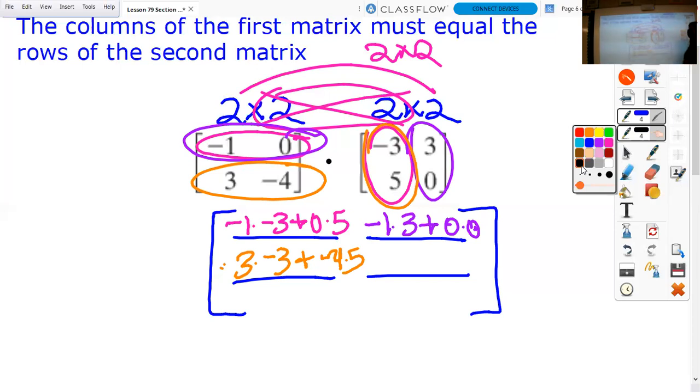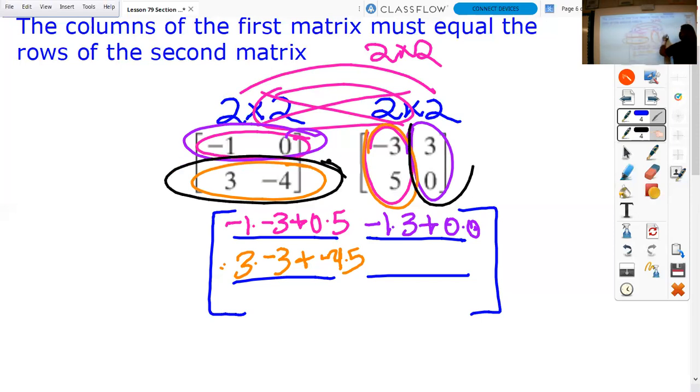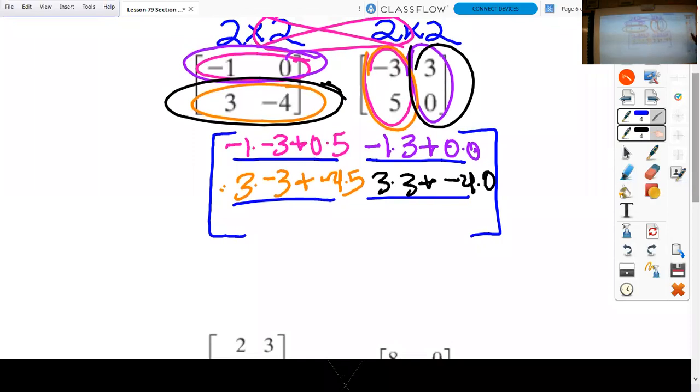All right, it's second row, second column. So we use second row, second column. 3 times 3 plus -4 times 0. Our final answer, we just do the math. So -1 times -3 is 3. And then the 0 times 5 goes away.